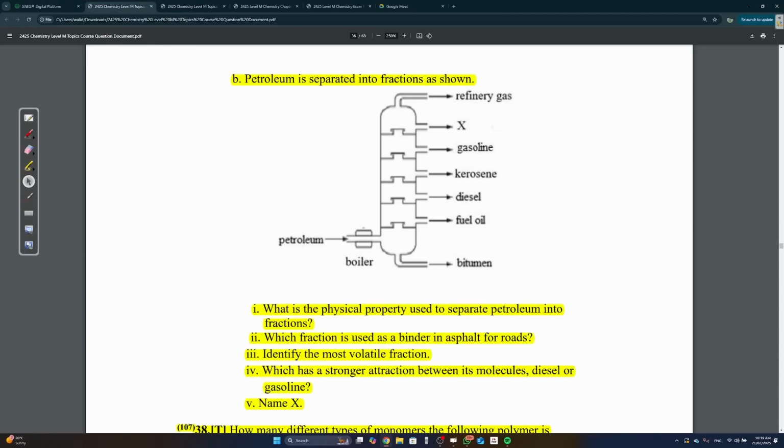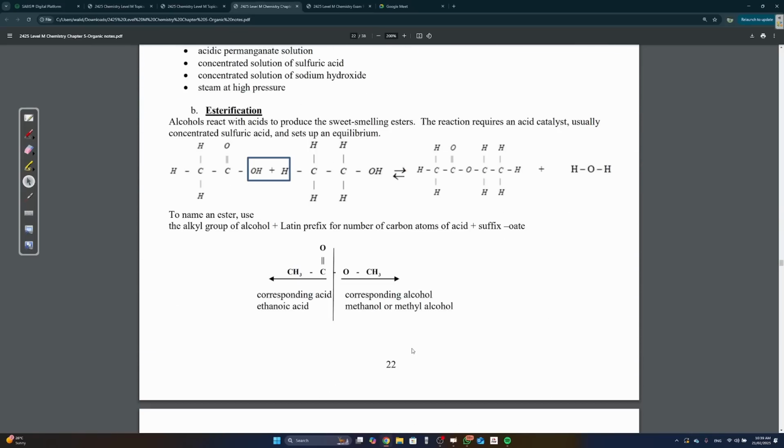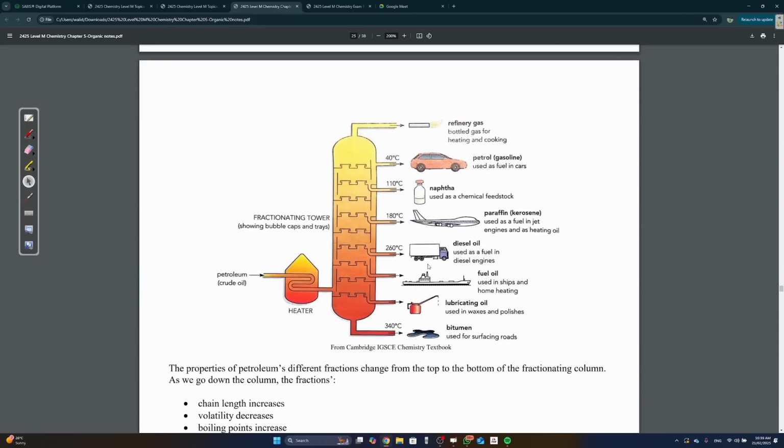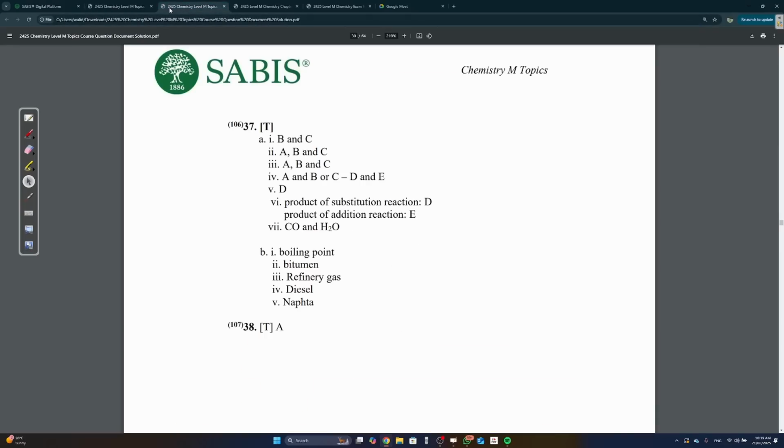Which fraction is used as a binder in asphalt for roads? Okay, the one for roads, remember it was the one at the bottom. If you look at the notes, it's all the way at the end. The one for roads is bitumen. You're not expected to memorize the names, but you should know the boiling points. Identify the most volatile. The most volatile is the one all the way at the top, so it's refinery gas.